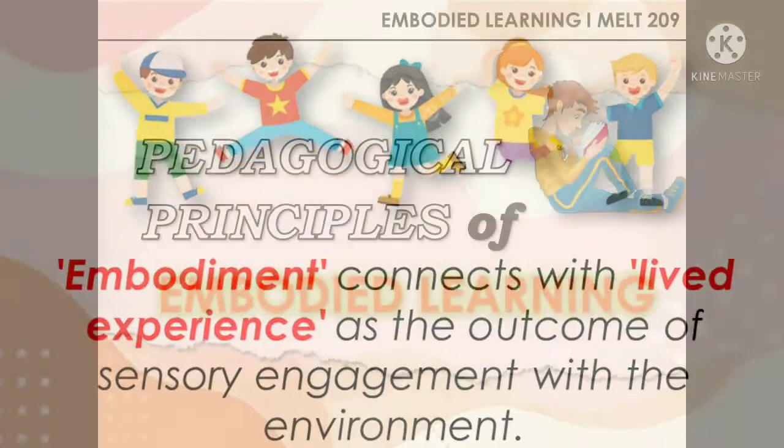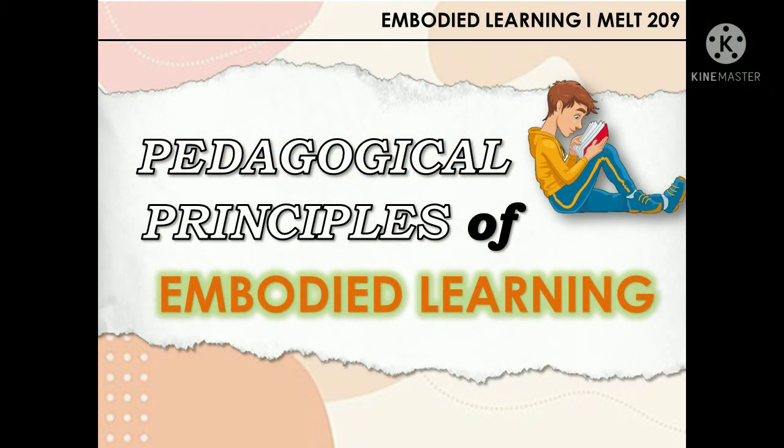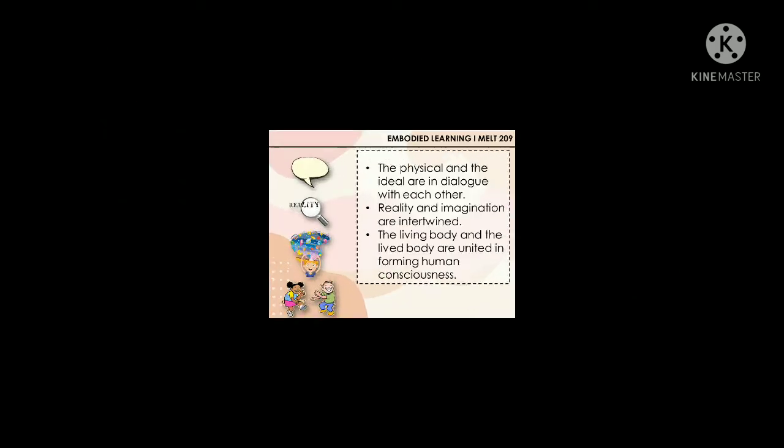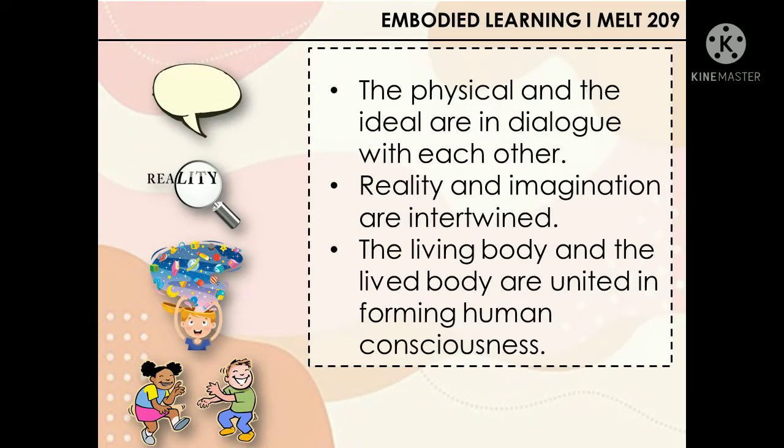Now let's talk about the pedagogical principles involved in approaching learning as a process of embodiment. First principle, body and mind work together in learning. Second, movement and concepts are connected. Third, action and thinking take place simultaneously. Fourth, science and art influence and support each other. Fifth, the physical and the ideal are in dialogue with each other. Sixth, reality and imagination are intertwined. And lastly, the living body and the lived body are united in forming human consciousness.